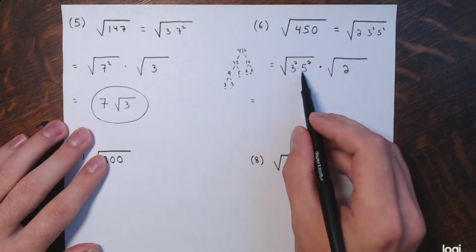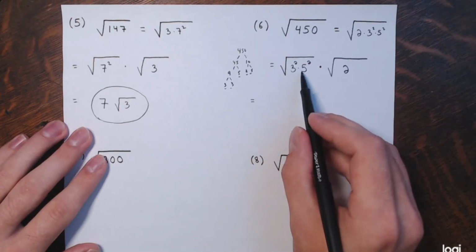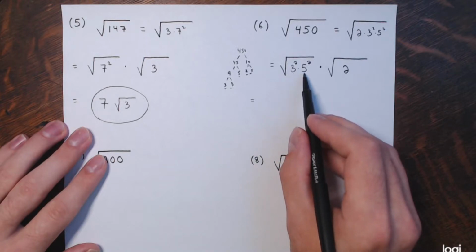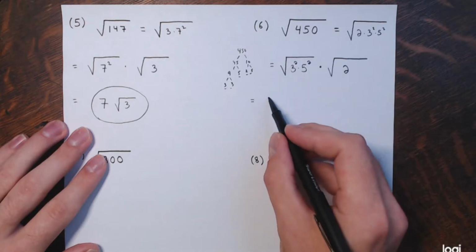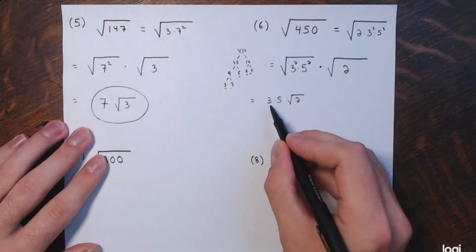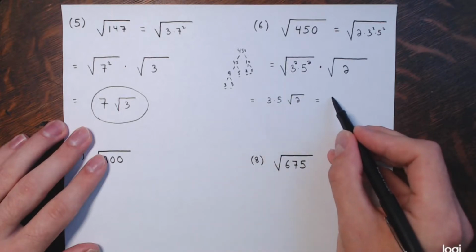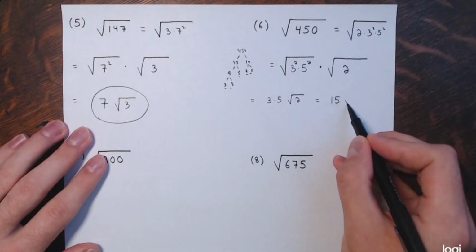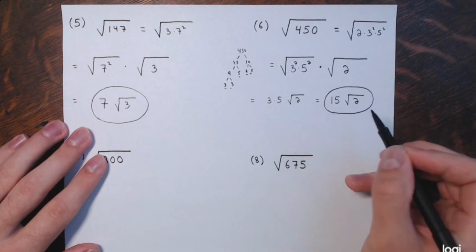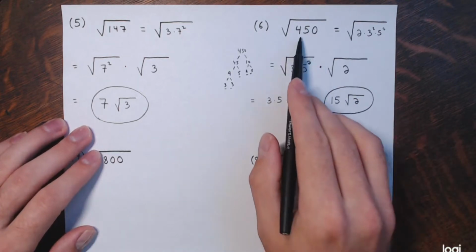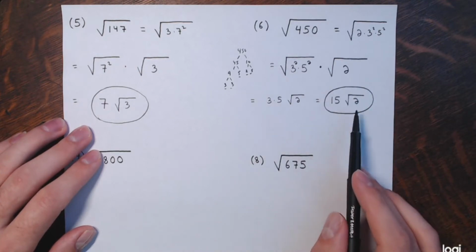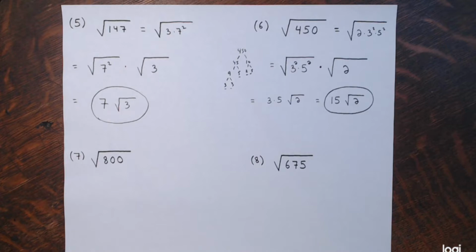Alright, then you could even go further and use the product property some more. Say the square root of 3 squared is 3, the square root of 5 squared is 5. So I have 3 times 5 times the square root of 2, but 3 times 5 is 15. So we have 15 times the square root of 2. And once again, use a calculator to test this. Punch in the square root of 450, then punch in 15 times the square root of 2, and you should get the same value.